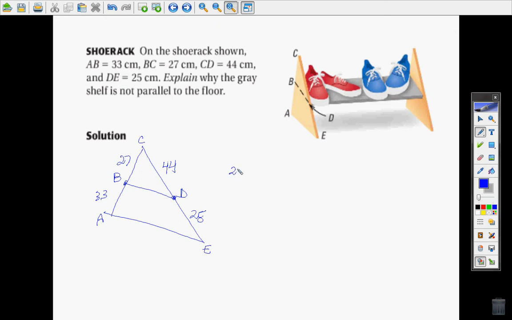Simple. We do 27 over 33, and we ask ourselves, is it equal to 44 over 25? And so that's 1/3. Is it equal to 44 25ths? No, because 44 25ths is more than 1 anyway. So it's not true. So they're not parallel. Now we can tell this pretty quickly by looking at this and knowing, since this segment is larger than this segment, then this segment here, DE, would have to be larger than CD. And so just at a glance we can tell that it wouldn't be parallel.